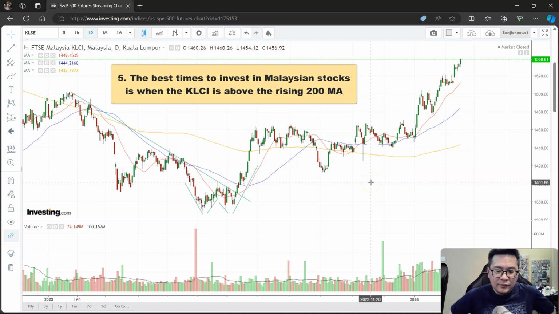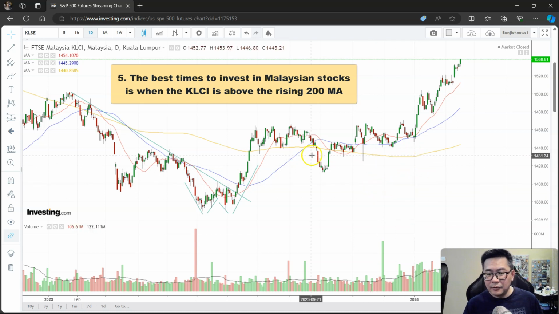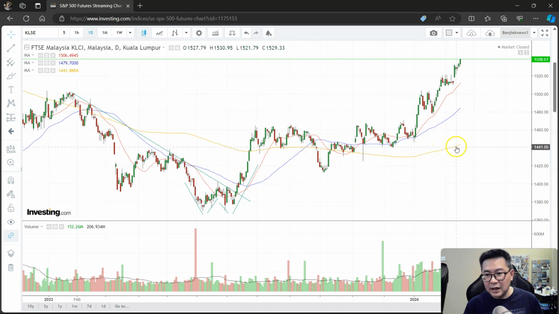Now, the fifth lesson that we can learn is that the best time to invest in stocks is when the KLCI is above the rising 200 MA. Right now, the 200 MA has traded sideways and is curving up. So this is an environment that is good to invest and trade in stocks.